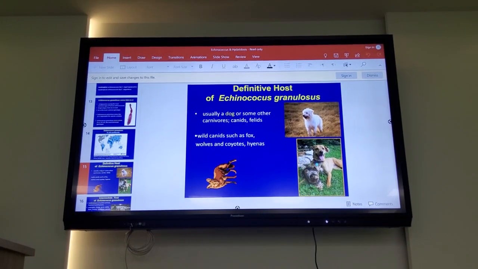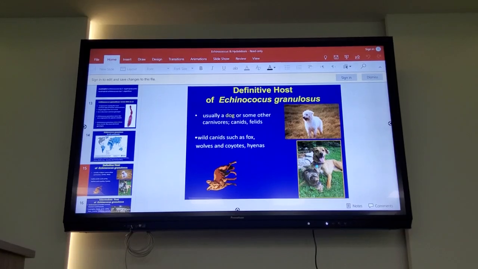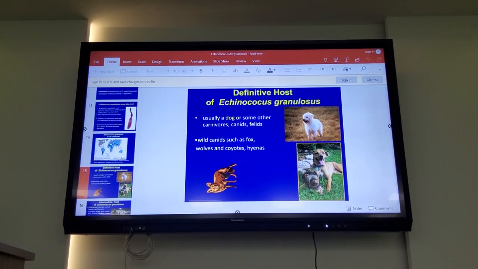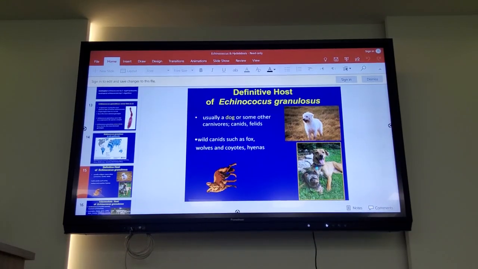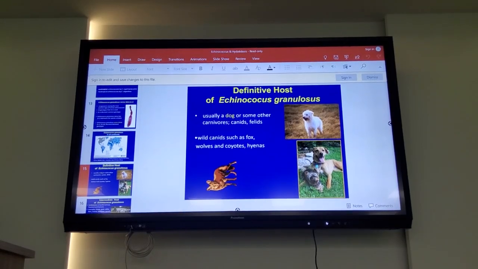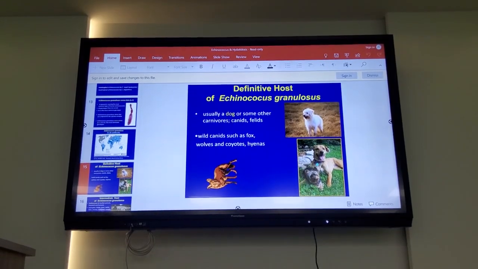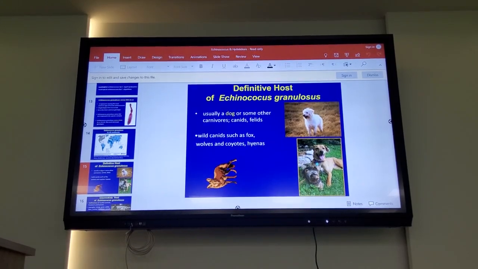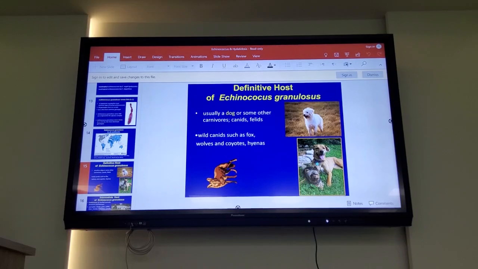What is the role of human in this life cycle? Actually, accidental host. It means the presence of human in the life cycle is not necessary. The life cycle is happening between definitive host, the dog, and intermediate host, different herbivores like sheep, goat, cattle, camel, even wild herbivores. But human get accidentally infected.